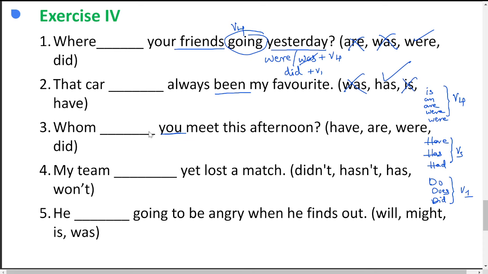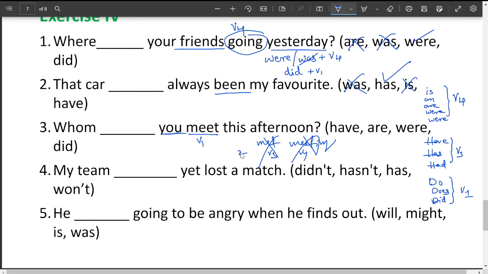Okay, now according to this, what is the main verb that you can find? Meet is the main verb. What is meet here? V1. Okay, meet, met, met, meeting. This is V2, this is V3, this is V4. V3 is not given, V4 is not given, even V2 is also not given, only V1 is given.